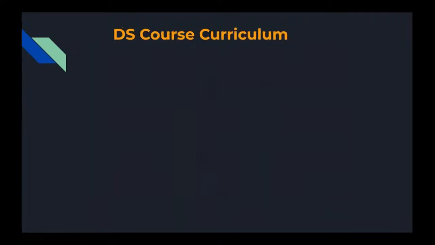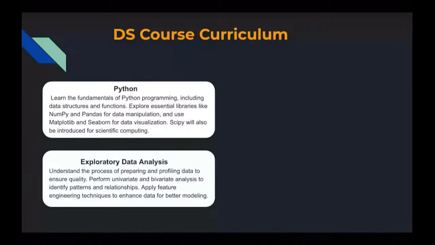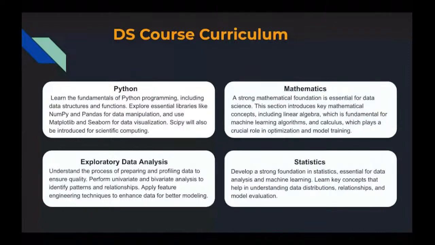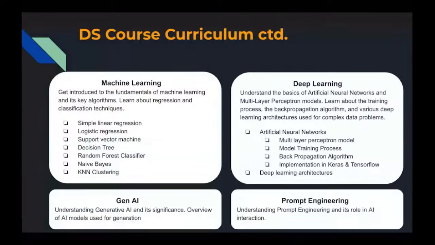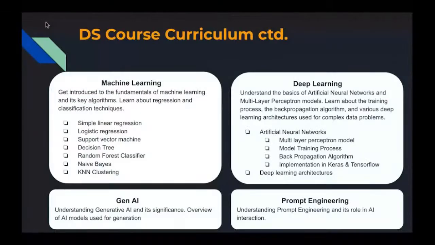So coming to the curriculum, I'll even send you the document in the chat. I'll also show you. You can go through the document, where we have a clear picture of all the curriculum we are covering here. We'll start with Python, mathematics, exploratory data analysis, statistics, machine learning algorithms, deep learning, then Gen AI and prompt engineering. Let me just share the screen of the document. Just a second.